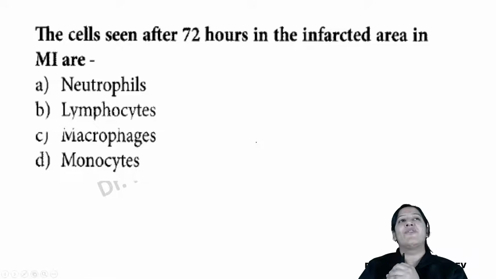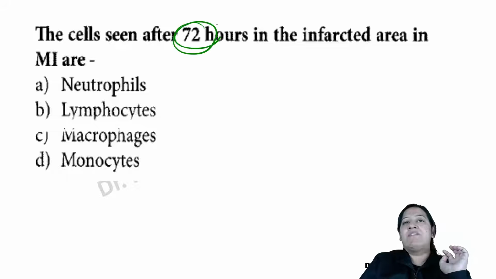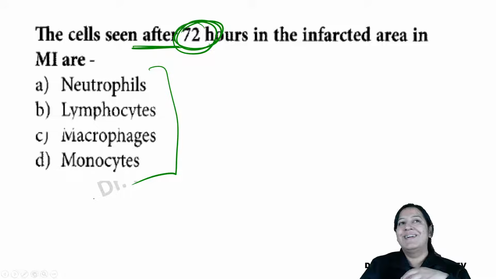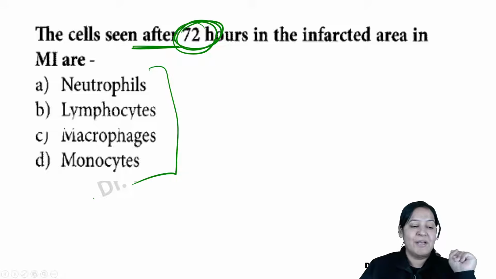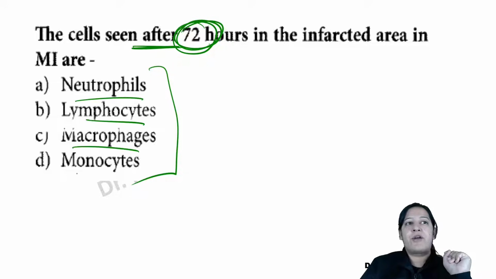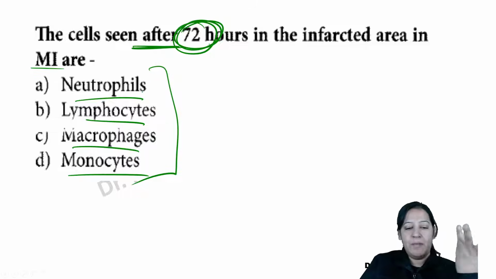The next question in front of you: the cells which are seen after 72 hours. After 72 hours, which cells are seen? I have told you very clearly. 72 hours के बाद कौन से सेल आते हैं? Which cells come after 72 hours? Neutrophil, lymphocyte, macrophages, or monocyte in MI. I'm asking about MI only, of course.